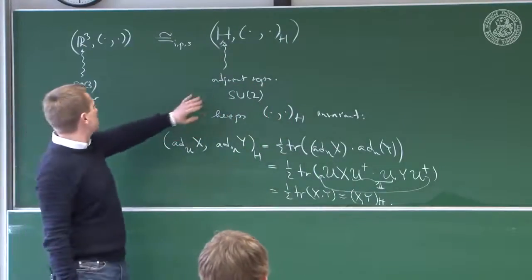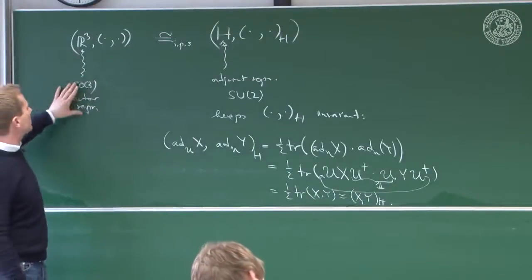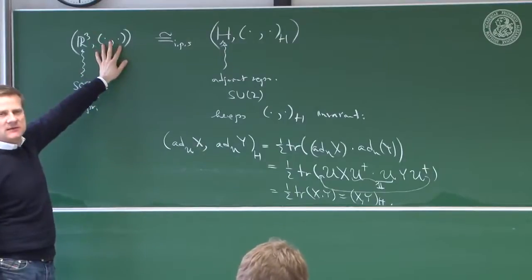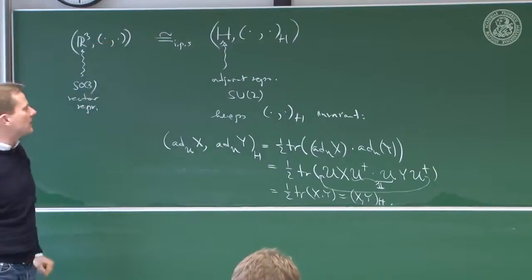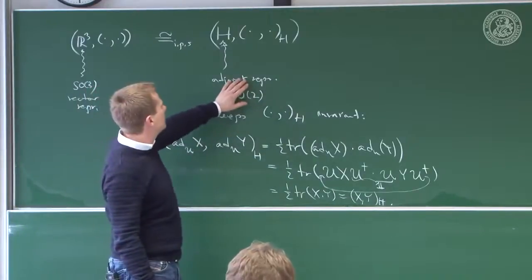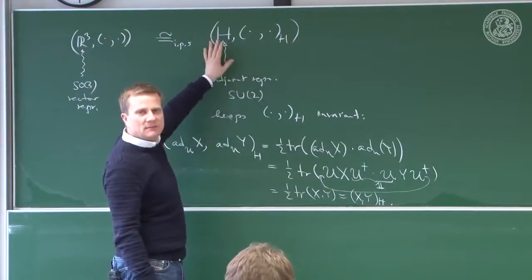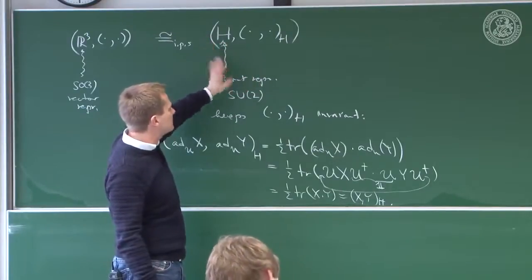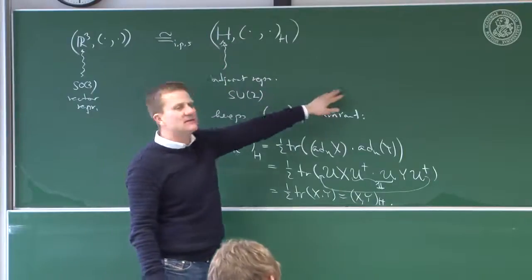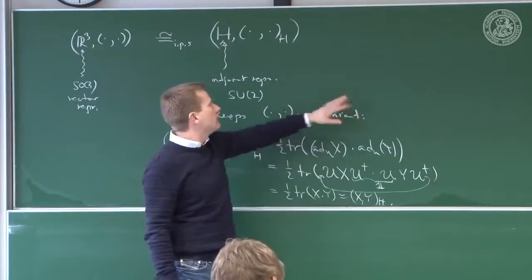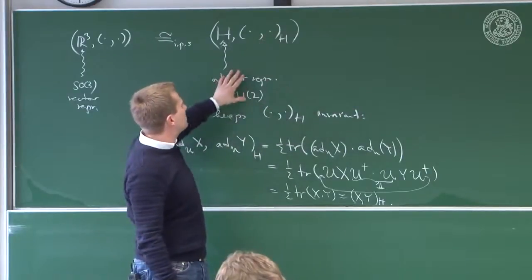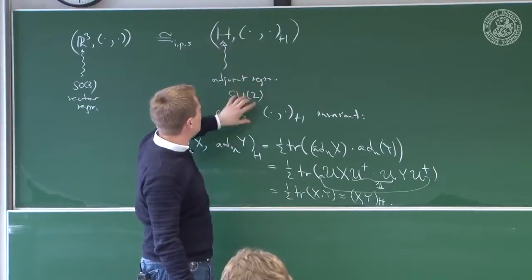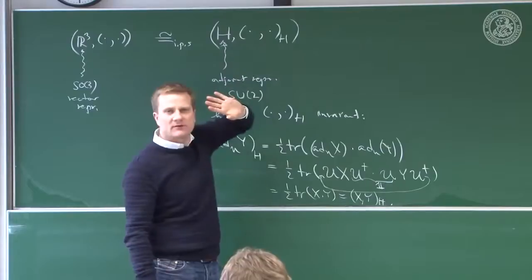So the defining representation on R3, SO3, was defined as the transformations that keep this inner product invariant and have determinant +1. The adjoint representation here was not defined by keeping any inner product invariant. It was, well, originally the SU2 has of course a defining representation by keeping some Hermitian inner product invariant, but that's certainly not this one. But now the adjoint one can be understood as the group that keeps this inner product invariant.